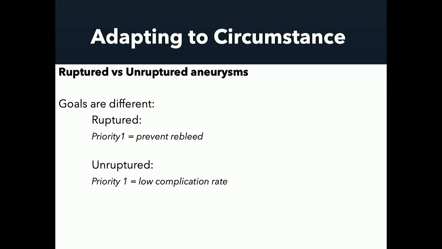So back to the discussion about adapting to our circumstances. This really applies not just to the aneurysm, but to a few things about the patient as well. But the first thing is, of course, is the aneurysm ruptured or unruptured, and obviously the goals are different. So priority 1 in a ruptured aneurysm is to stop the aneurysm from rebleeding. Whereas in the unruptured case, your first priority really is to have no complications. So you've got to do absolutely the safest procedure possible in the unruptured setting.